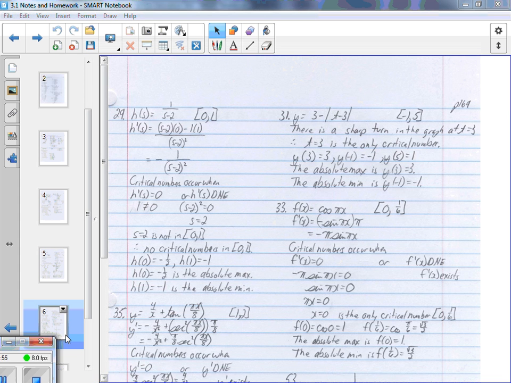So we need to test our critical number, and we need to test each endpoint. The larger of those three numbers we get is the maximum. The smallest one is the minimum. So I find the value of the function when t equals 3, the value of the function when t equals -1, and the value of the function when t equals 5. Well, 3 is the largest value I get from those 3 points, so that's the absolute maximum. And -1 is the smallest, is the least that I get. That's absolute minimum.